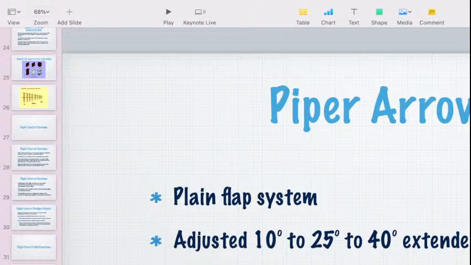And Piper Arrow has a plain flap system. The adjustments are 10 degrees to 25 degrees to 40 degrees extended and locked. Can be pulled an additional about 5 degrees but won't lock. Flaps extended and retract manually.